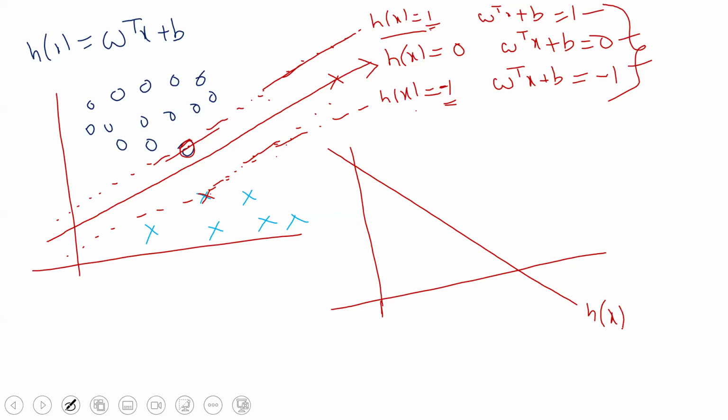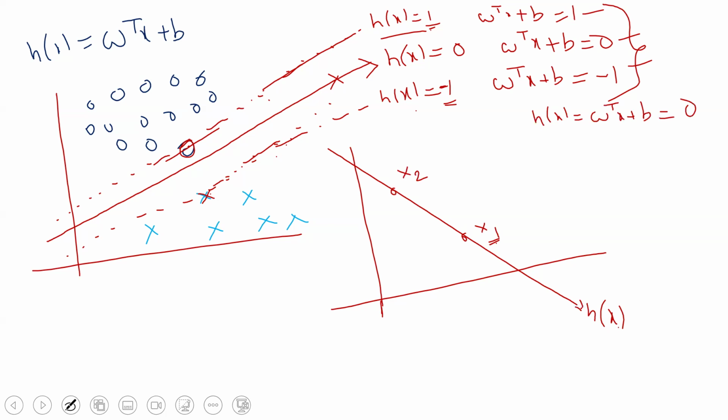I have this line h of x. I have 2 points on this line. Let me call them x1 and x2. Now when I substitute these points into this particular function, h of x is given by w transpose x plus b is equal to 0. That is this hyperplane, right?